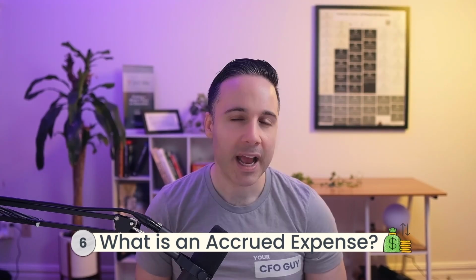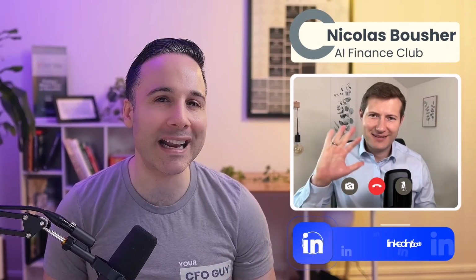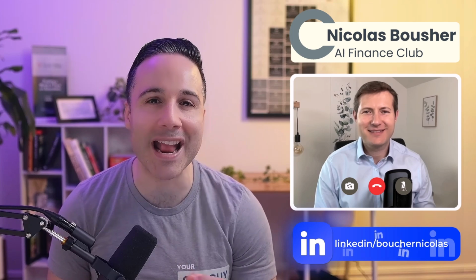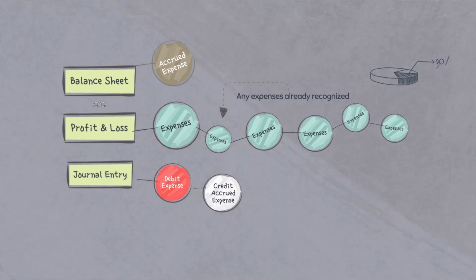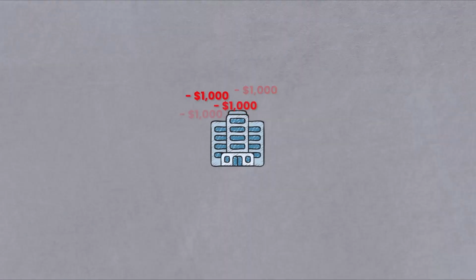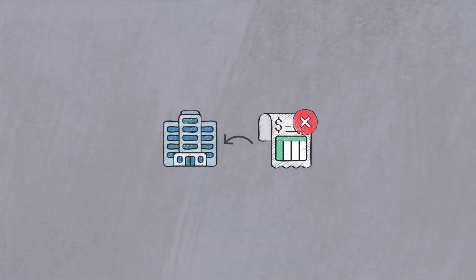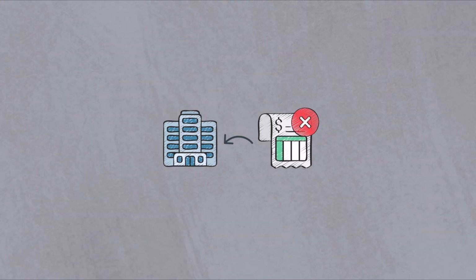Question number 6. What is an accrued expense? And for this, I'll ask Nicholas Boucher, the leading expert in finance and AI and the owner of AI Finance Club. An accrued expense is an expense incurred but not yet paid. It can also represent an expense incurred in which a bill has not been received, resulting in an estimate.